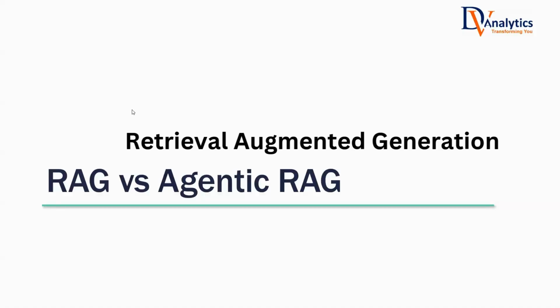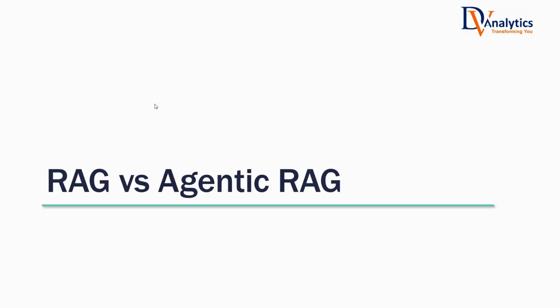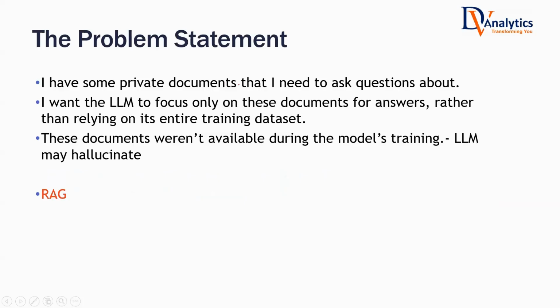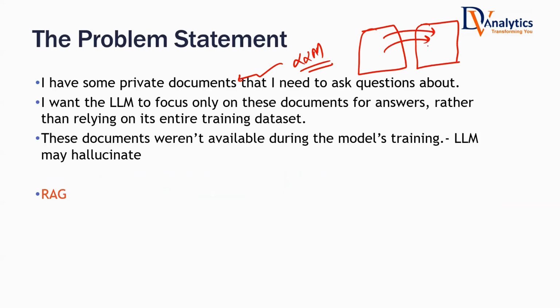First of all, let us understand what is even the need of RAG. What is the problem statement? I have some private documents that I need to be asking questions about. When I ask a question, I want my large language model to answer only from the private documents. For example, I'm an organization and I have clients, and I have certain documents that are agreements between me and my clients. Let us suppose there is a service level agreement between, let's say, Oracle and some other software provider company. And this is a very private document between these two companies.